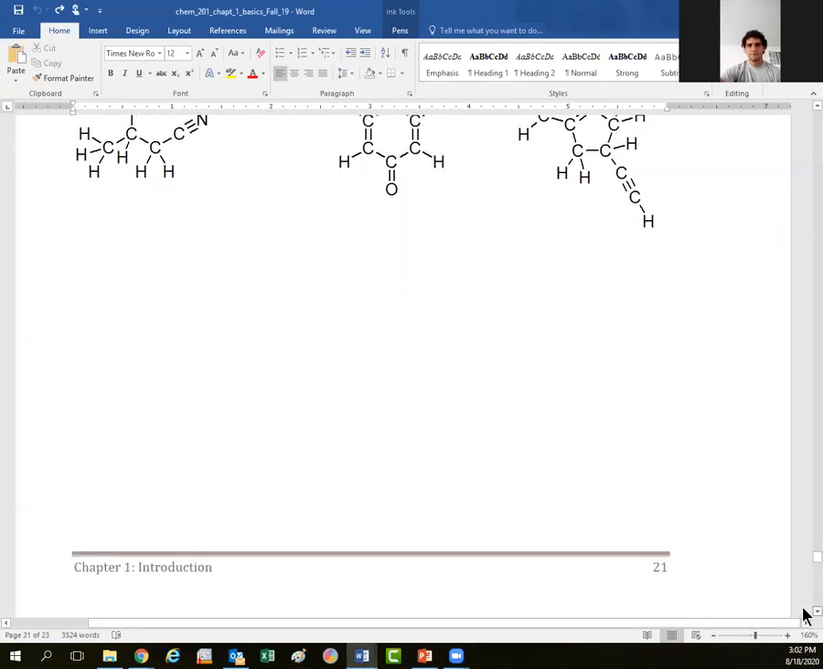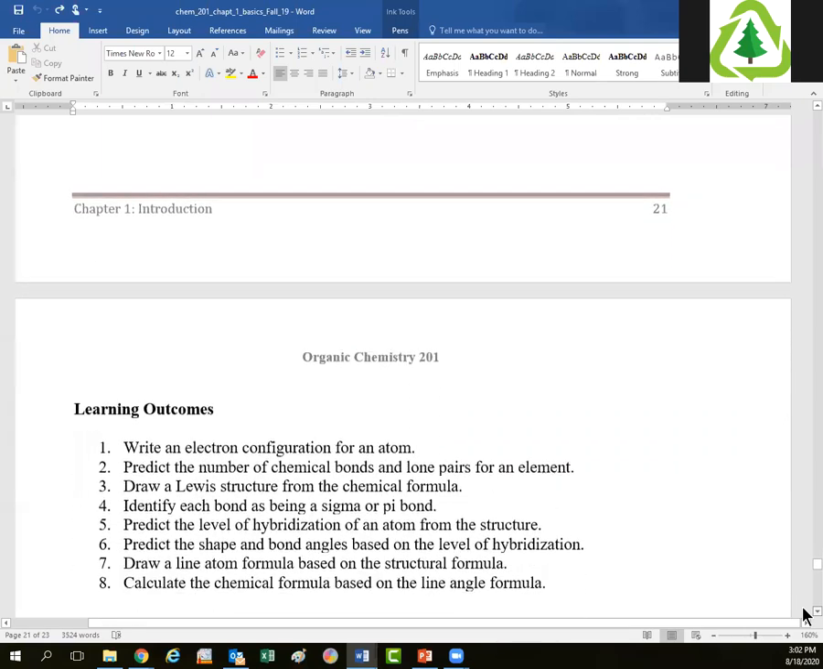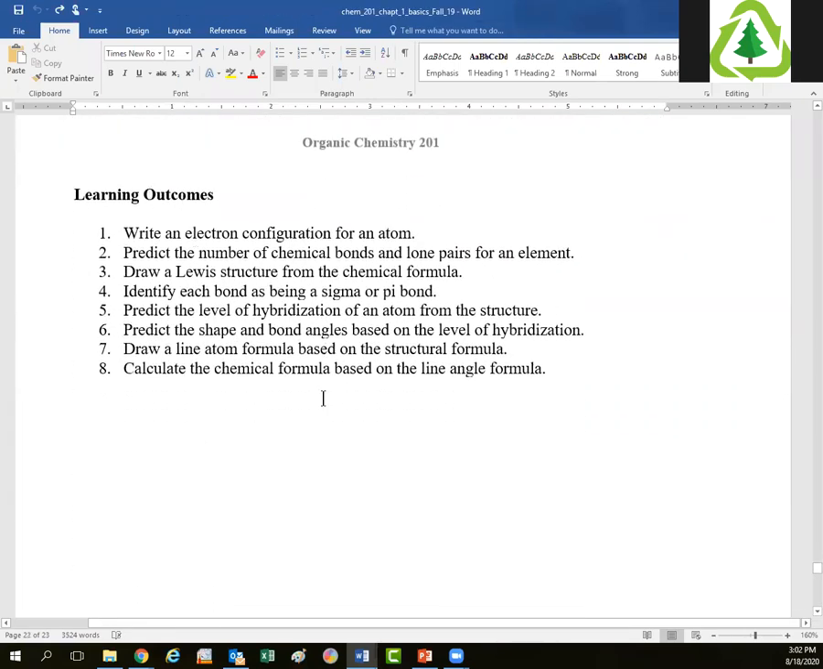Okay. So I think that is the end of chapter one. Just finally, learning outcomes for the chapter. You should be able to write an electron configuration. I'm sure all of you can.